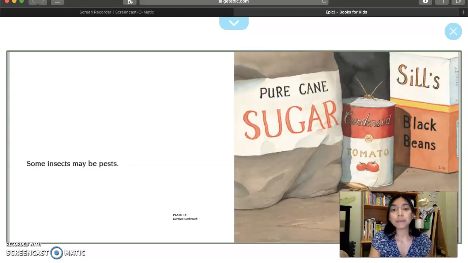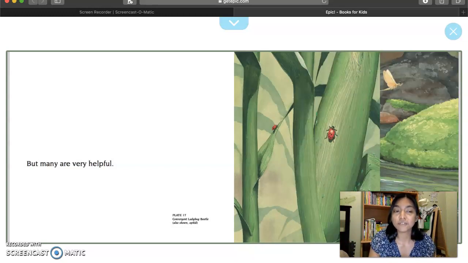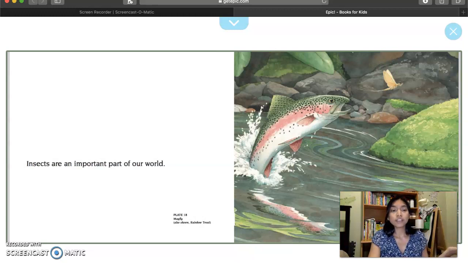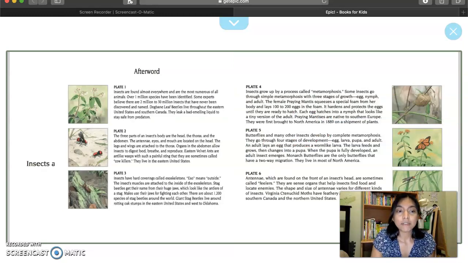Some insects may be pests, but many are very helpful. So here we have a little ladybug. They're insects that are very helpful to us and to our plants and to our surroundings, okay? Others not so much, but insects are still very important. So insects are an important part of our world, okay? And that was the end of our book.